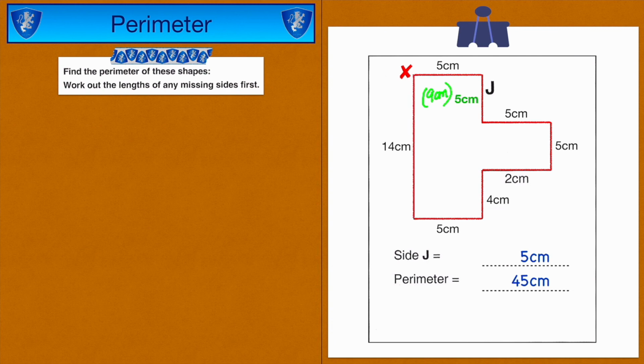But remember, you do the same idea. If you know this side, you just add up these two and take it away from there. If you know this side, you just add up the other two.